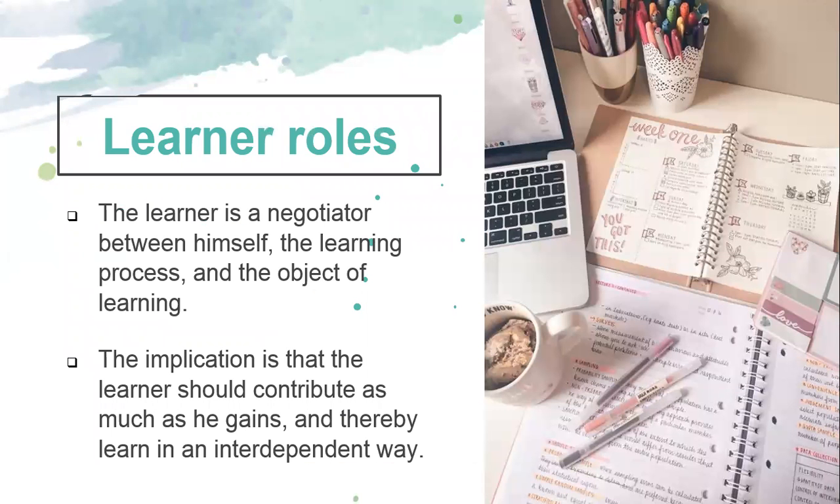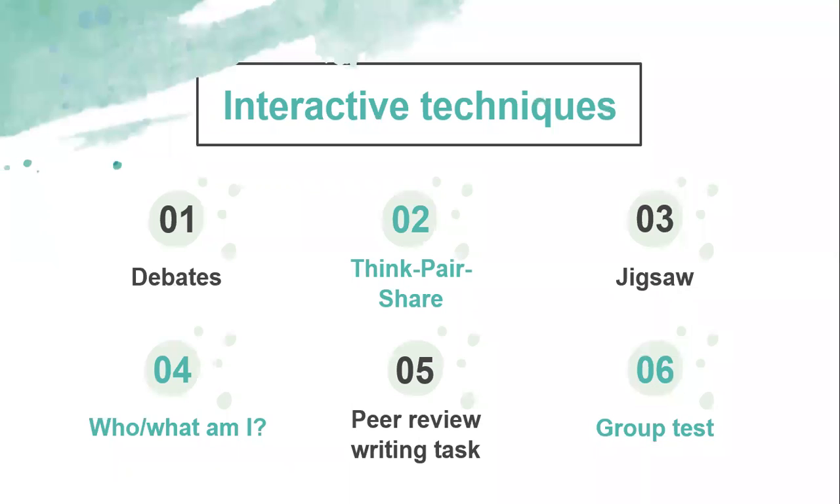Speaking of learner roles, the learner is a negotiator between himself, the learning process, and the object of learning. The implication is that the learner should contribute as much as he gains and thereby learn in an interdependent way. Now let me give you some examples of interactive techniques which may be used in CLT.